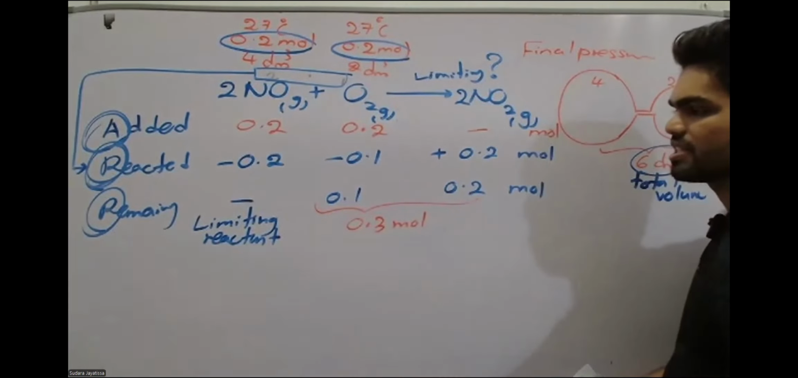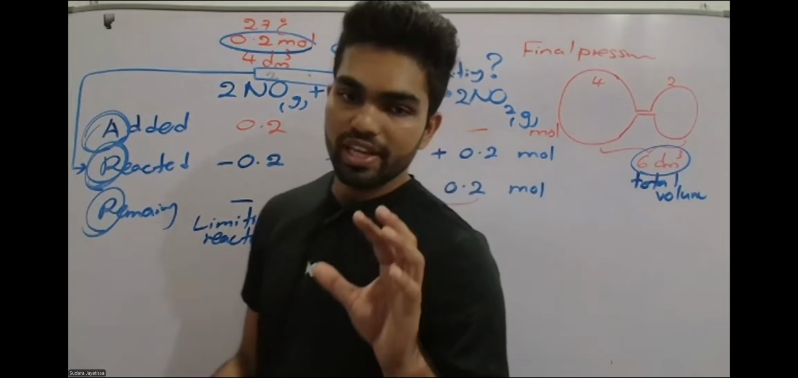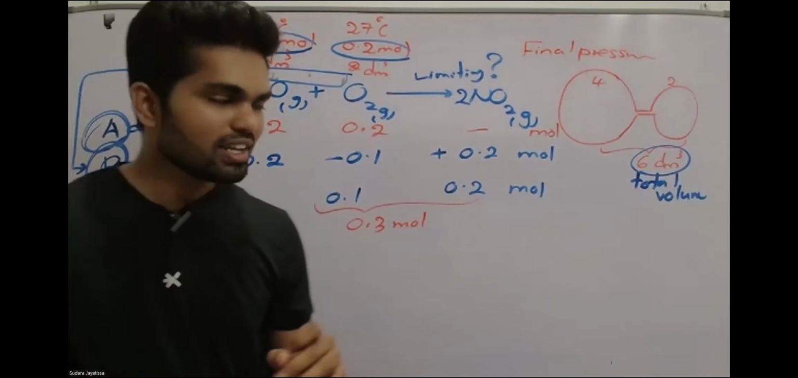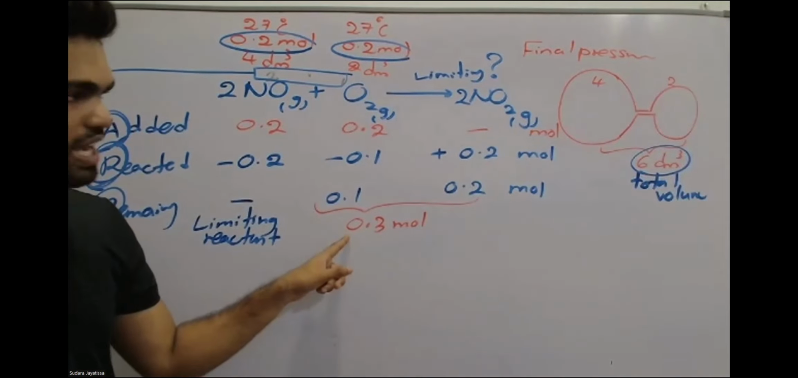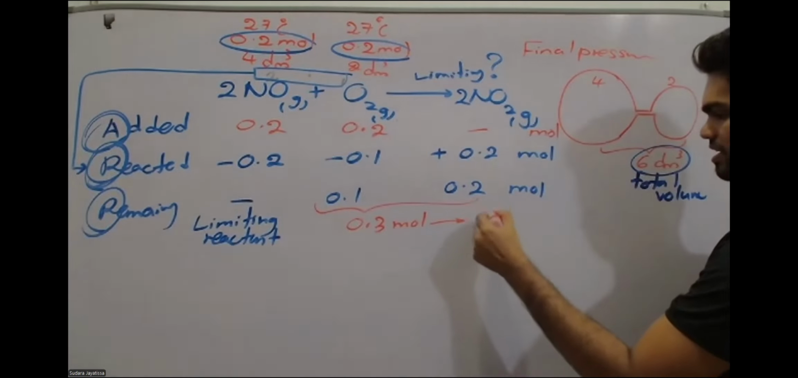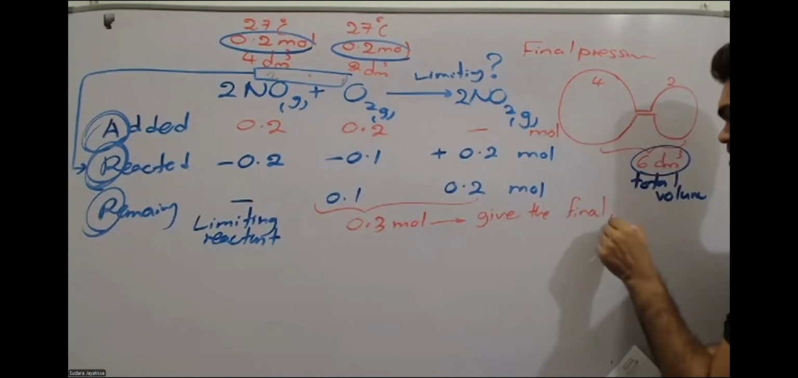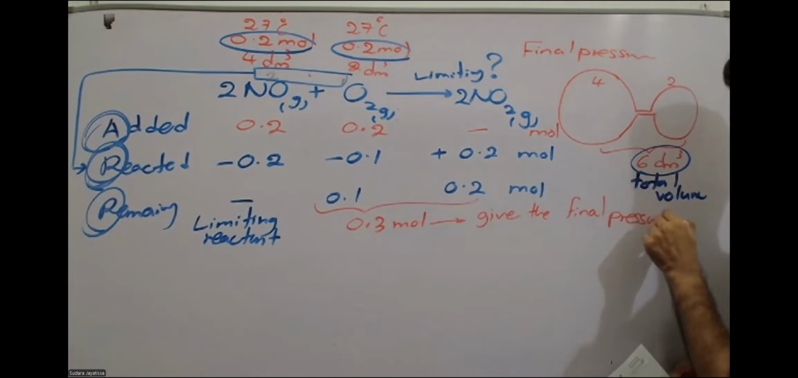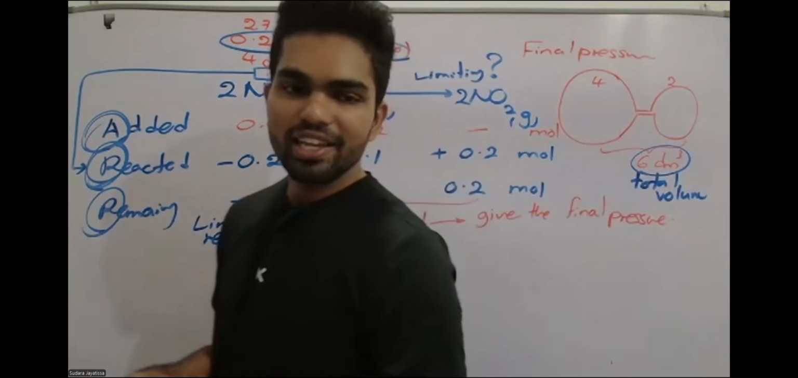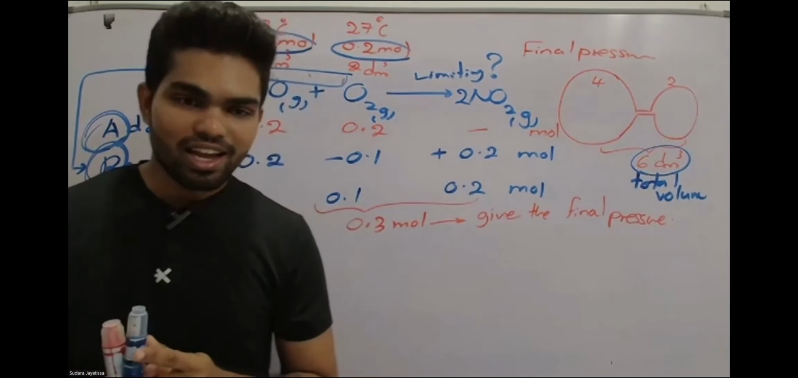Okay, so how many total moles are remaining? 0.3 total moles are there. And this 0.3 moles of gas will create the final pressure. Understood that? This 0.3 moles of gas will create the final pressure. So now we have to find out what is the final pressure. For that, we are applying an equation. What is that? PV equal nRT.